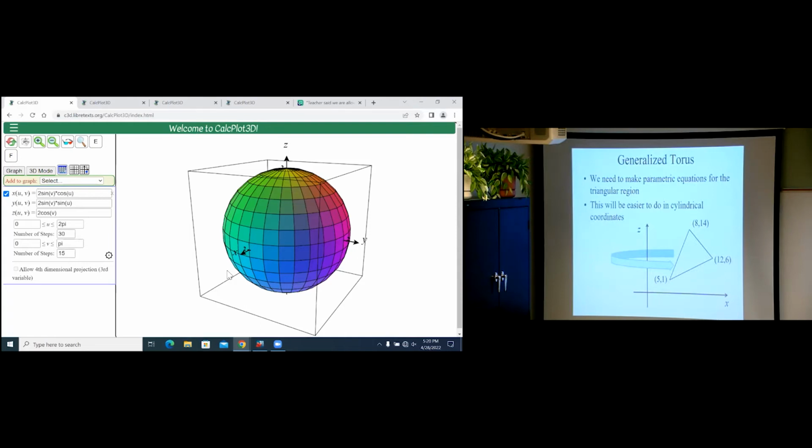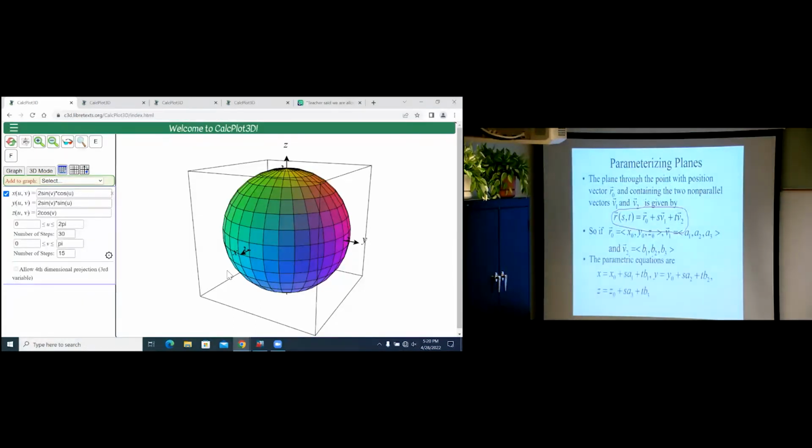So we can do that. We can rotate a torus. We can parameterize planes. I'll give you an example of a plane here, but if you have a plane that goes through a point and two non-parallel vectors, this would be the equation. This here is the equation of that plane. All right, so this would be your three parametric equations that would make up a plane. And again, all you need there is two non-parallel vectors and a point that it goes through.